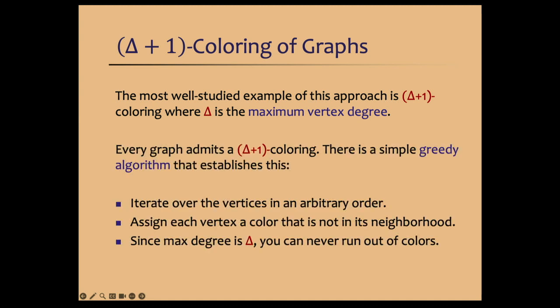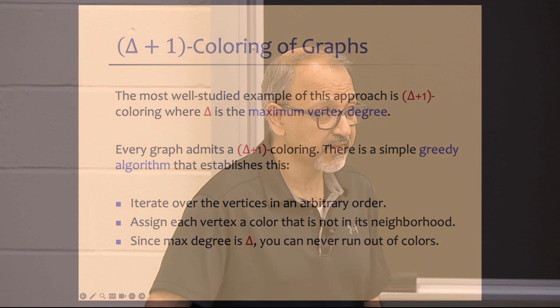Here is a simple fact that most of us already know: any graph can always be colored with Δ+1 colors, and moreover, this can be done by a very simple greedy strategy. Just go over the vertices of the graph one by one. When you are at some vertex v, assign it one of the colors that has not yet been used in its neighborhood. That will always be possible because the maximum degree is Δ and you have Δ+1 colors. So this is a simple linear time algorithm for solving the Δ+1 coloring problem.